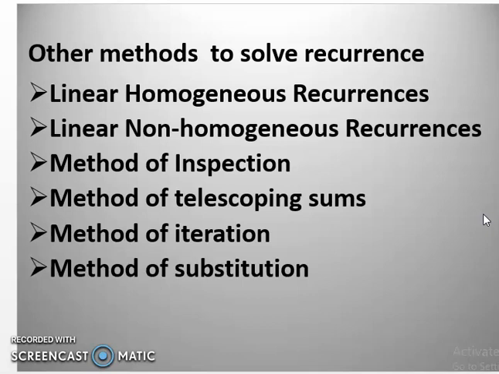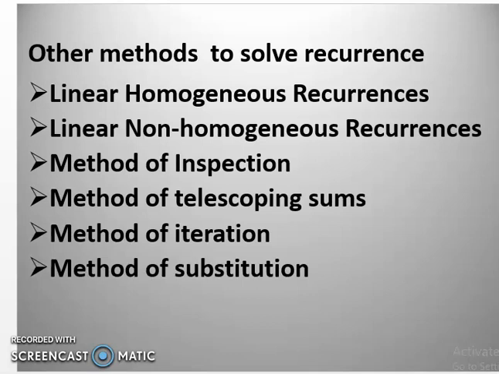The first method is linear homogeneous recurrence relation. The second method is linear non-homogeneous recurrence relation equation. Third is the method of inspection. Fourth is the method of telescoping sums. The fifth method is the method of iteration. And the last one is the method of substitution. We see all these methods in today's session.